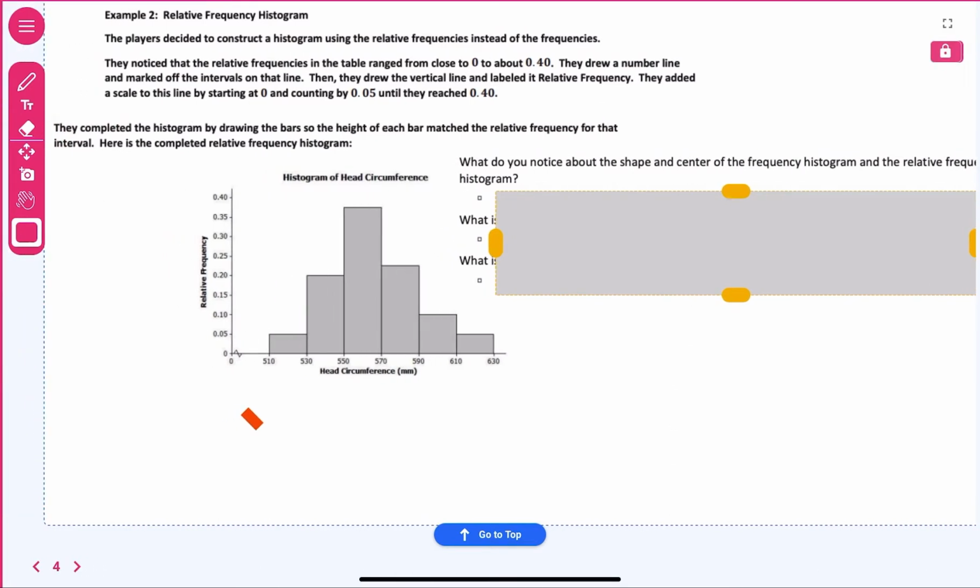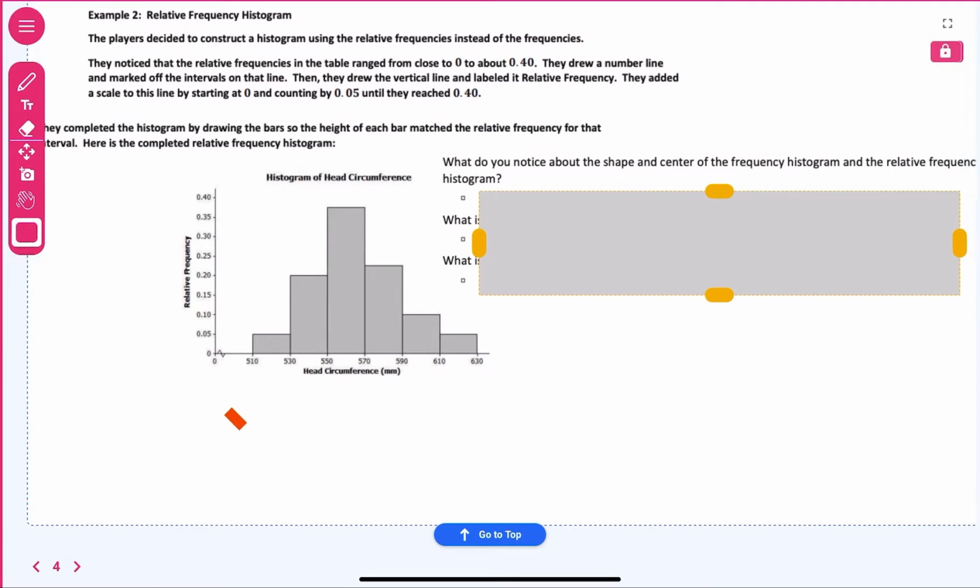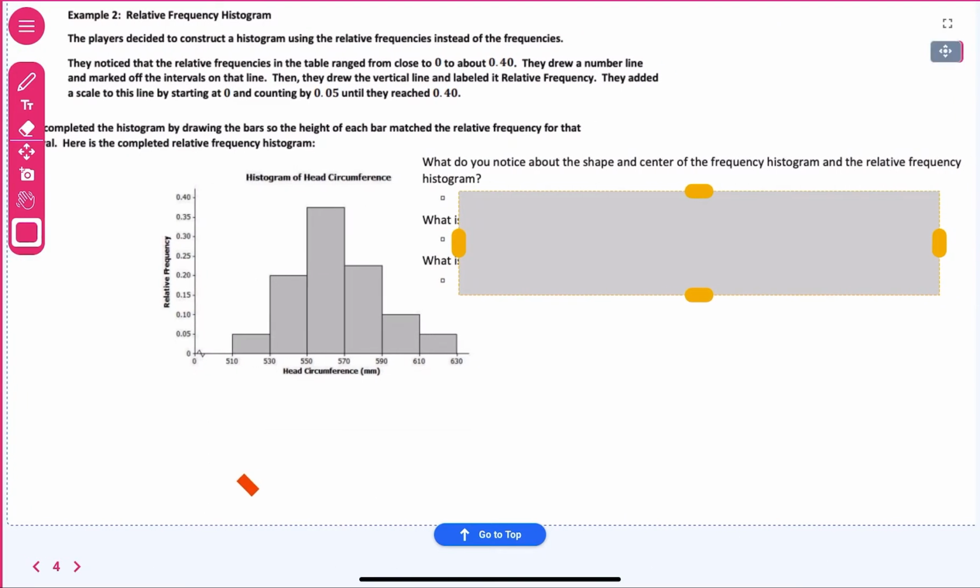Now, they completed the histogram by drawing the bars so that the height of each bar matched the relative frequency of that interval. Here is the completed relative frequency histogram. Now, what do you notice about the shape of the center of the frequency histogram and the relative frequency histogram?